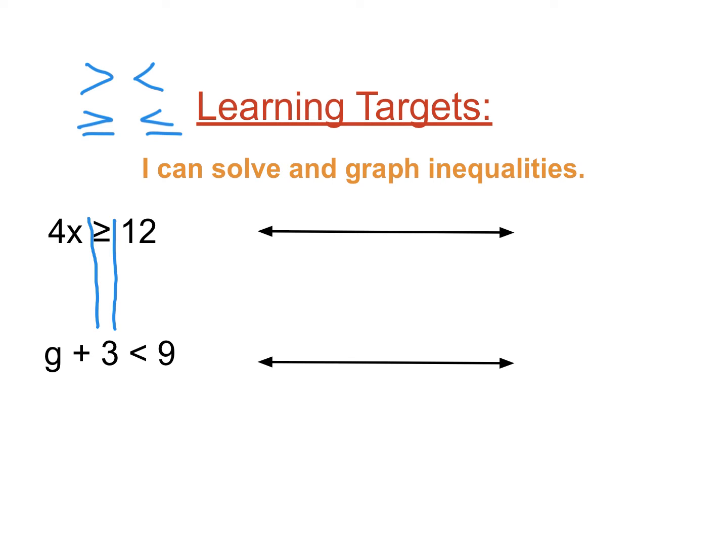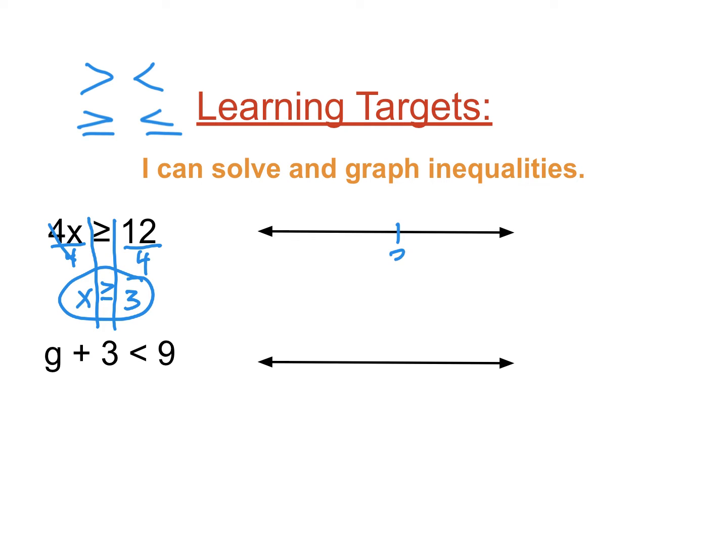I'm going to solve this just like I would solve an equation. I'm going to divide by 4 to get x by itself. X stays on this side. On this side, it's 3. And in the middle, I'm just going to bring the exact same thing down. This says x is greater than or equal to 3.